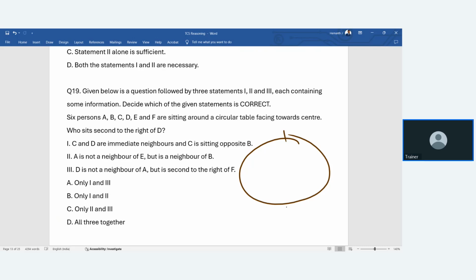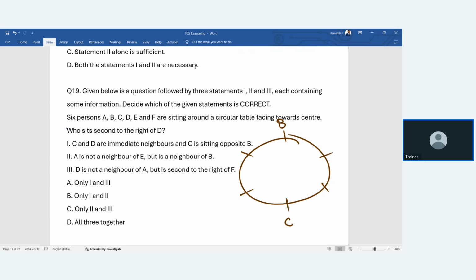C is opposite to D. Okay, C and D are opposite. C is opposite to B. C and D are immediate neighbors. Okay, D can be on the right side or the left side. Fine. Next one. I'll try with D3 because there is more information.